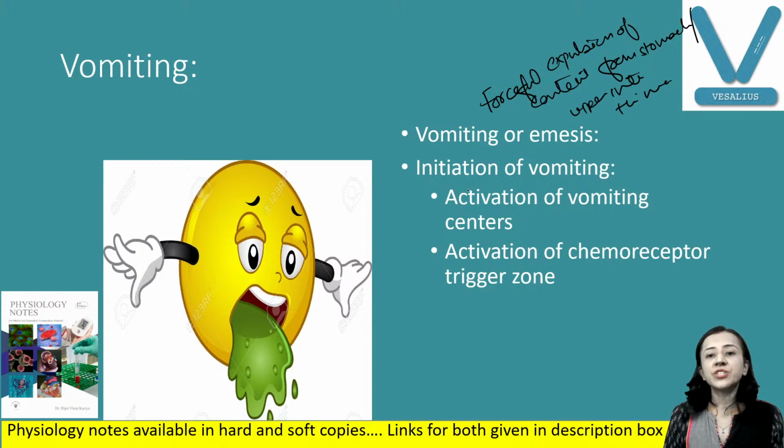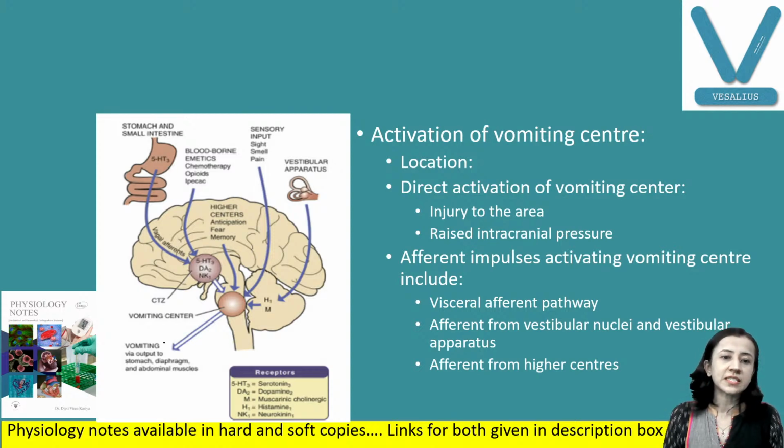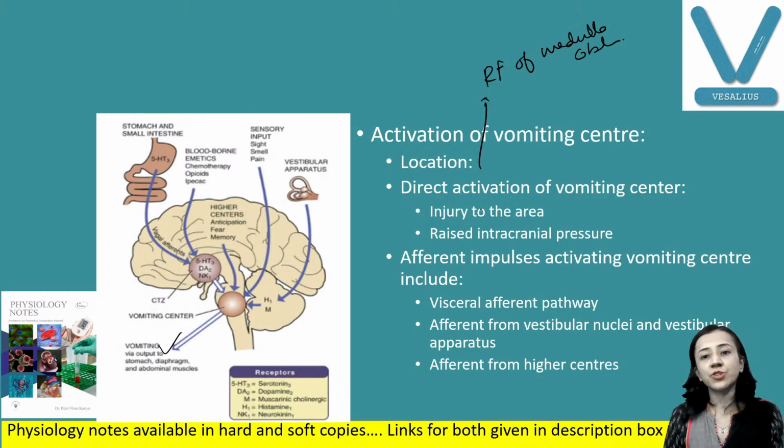Now, initiation of vomiting is by two ways: either activation of the vomiting centers, or activation of another center, the chemoreceptor trigger zone. We will discuss them one by one. The vomiting centers are located in the reticular formation of the medulla oblongata near the vagus nucleus. Direct activation of the vomiting center may be because of injury to it or because of increased intracranial pressure. Afferent impulses are also transmitted and activate the vomiting center.